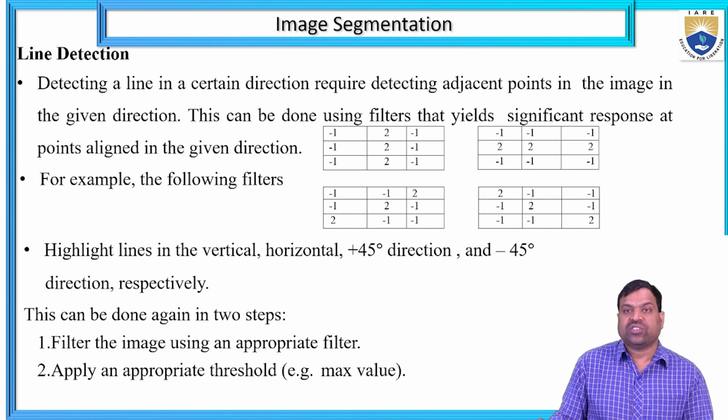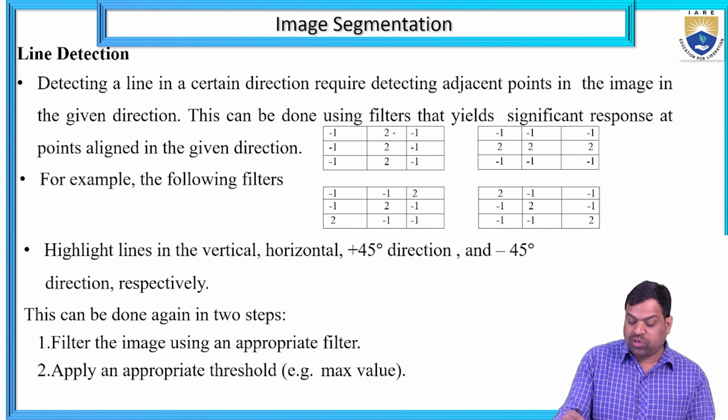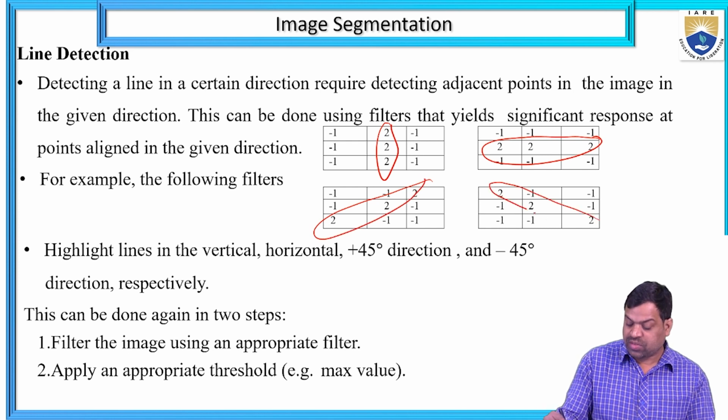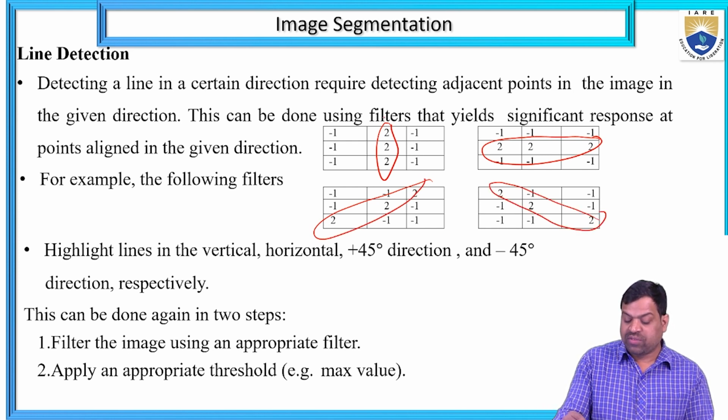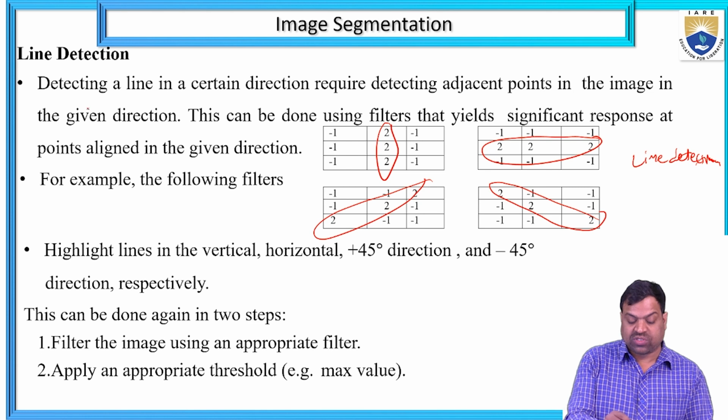Detecting a line in a certain direction requires detecting adjacent points in the image in the given direction. This can be done using filters that yield significant response at points aligned in the given direction. You can see here horizontal, vertical, and crossing lines. It is nothing but line detection. Every matrix I am applying different techniques: horizontal, vertical, and cross.